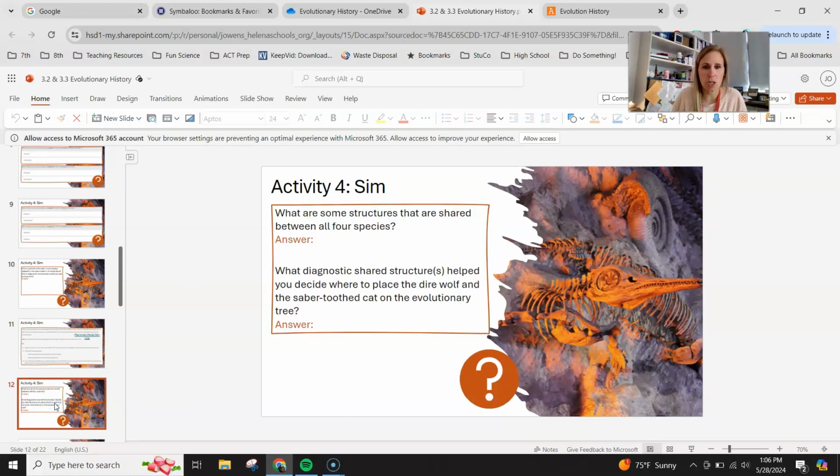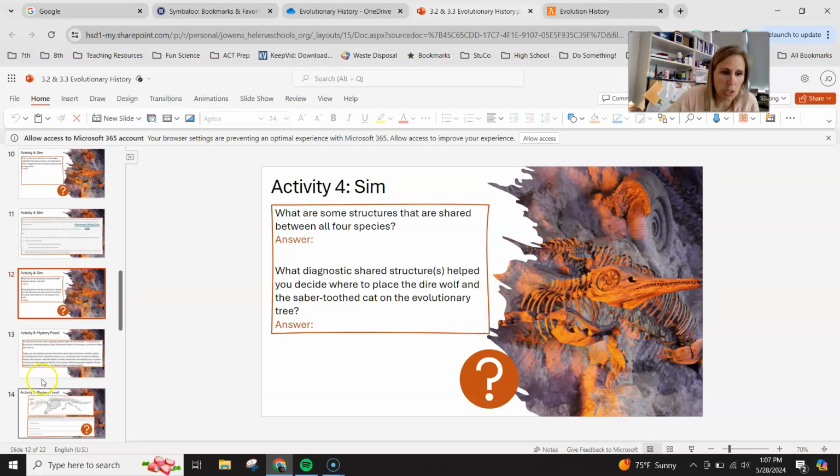So what are some structures that are shared between all 4 species? What diagnostic shared structures, again, those are the colored ones, help you decide where to place the dire wolf and the saber-toothed cat on the evolutionary tree? Okay, so go ahead, take a second, pause this video, complete through slide 12, placing those mammals on the mammal tree. Okay, and then when you guys are done, we'll talk about the last part, which is our mystery fossil.